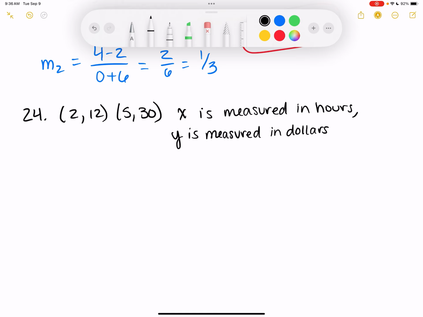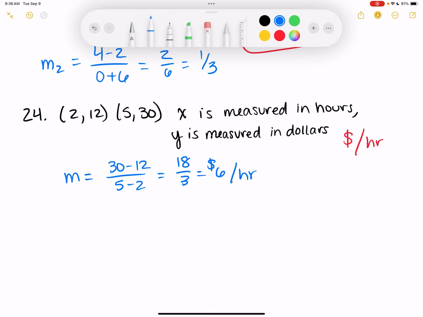So maybe it would be smart to go ahead and write it like that over here for your unit so that you can check and make sure. For some reason, people always flip them. So my slope is 30 minus 12 over 5 minus 2. That's 18 over 3, which is 6. I'm going to put units on there. Dollars per hour.